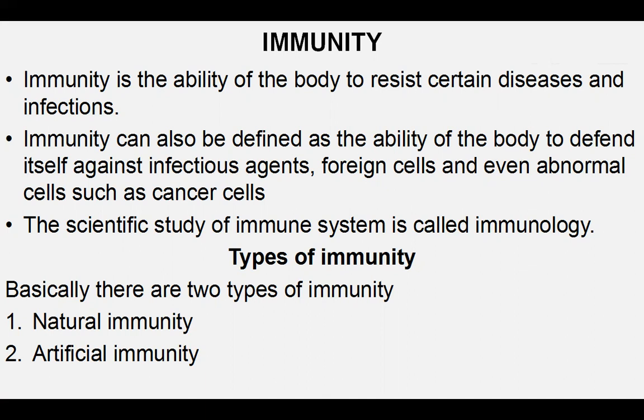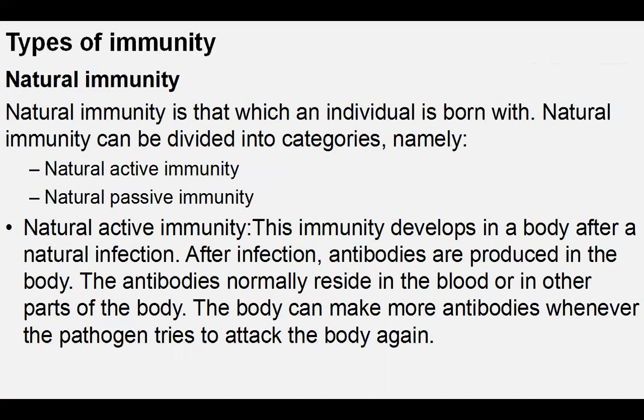Basically, there are two main types of immunity. The first one is natural immunity. The second one is artificial immunity. Starting with natural immunity, this is the type of immunity which an individual is born with. So it is obtained naturally when he or she is born. Natural immunity can also be divided into two categories, which are natural passive immunity and natural active immunity.